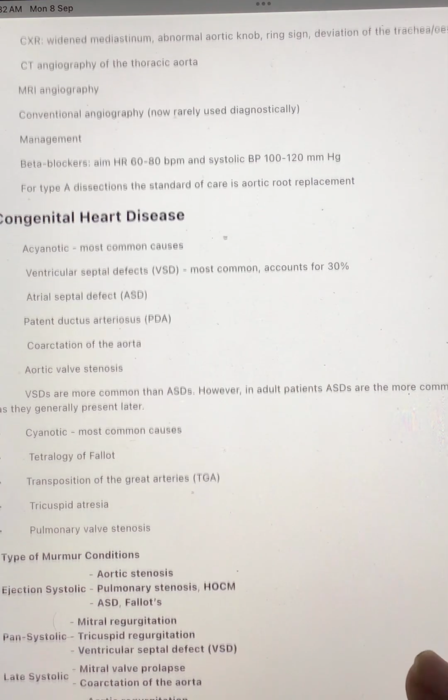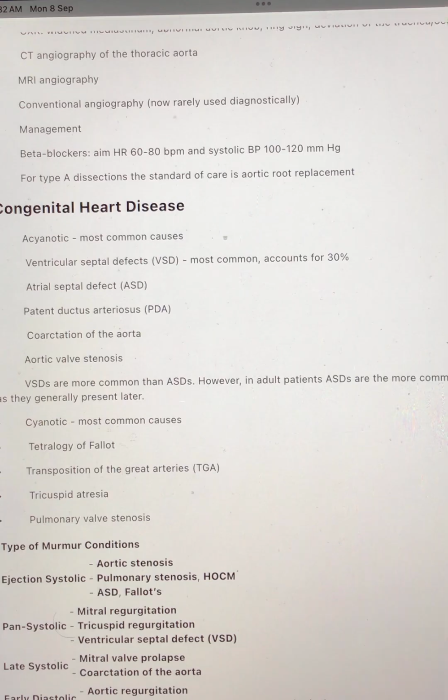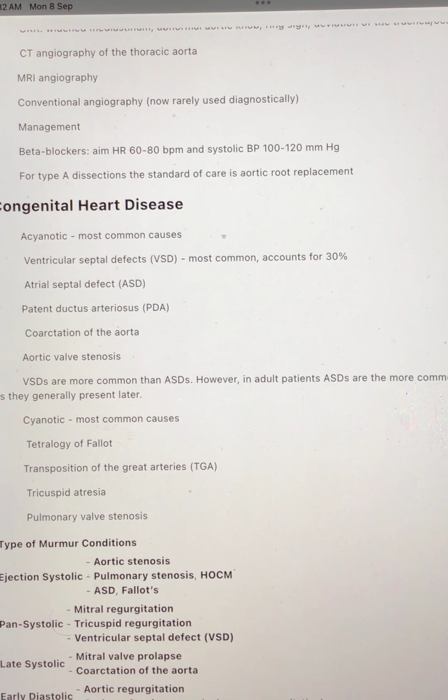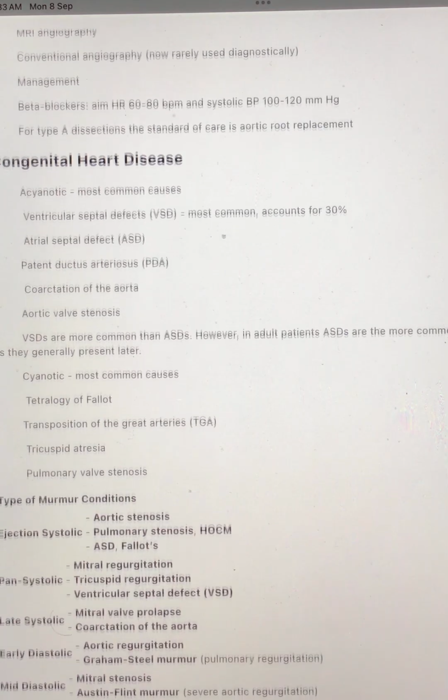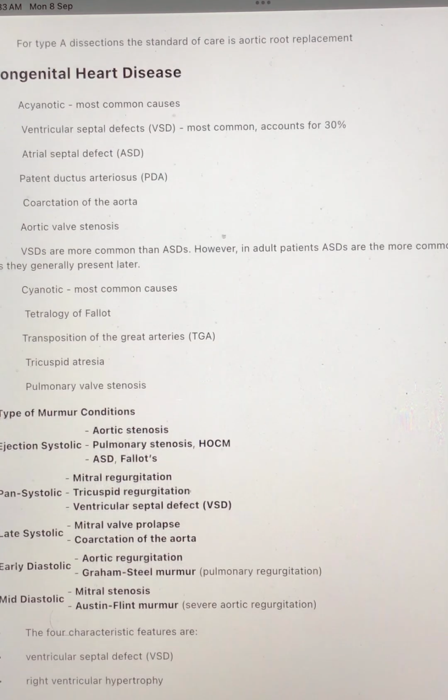Congenital heart disease is acyanotic or cyanotic; the more common is ventricular septal defect, VSD. Acyanotic means VSD: if blood is going from left to right, it is a shunt, so it is acyanotic; left to right is acyanotic, and cyanotic is right to left. Patent ductus arteriosus, coarctation of aorta, aortic valve stenosis. VSDs are more common than ASDs. However, in adults, ASDs are more common. In cyanotic, the most common is tetralogy of Fallot, transposition of great arteries, tricuspid atresia.